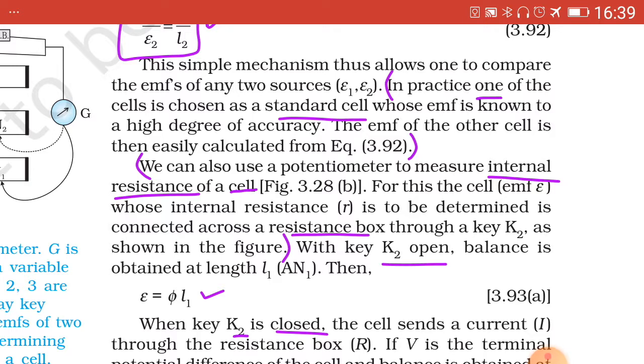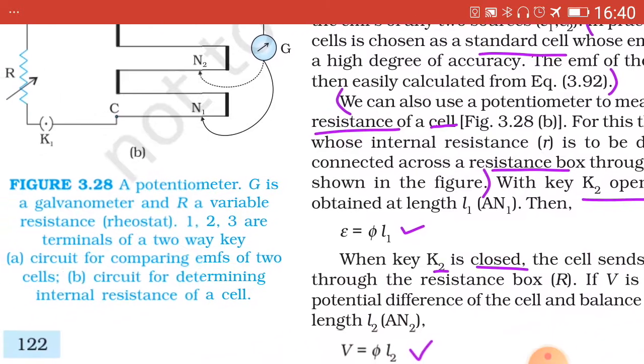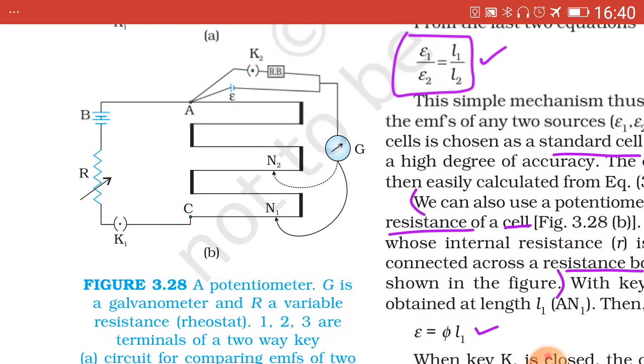For this, the EMF of the cell, denoted by E, whose internal resistance, denoted by small r, is to be determined, is connected across a resistance box through key K2, as shown in the figure. We refer to figure 3.28b.